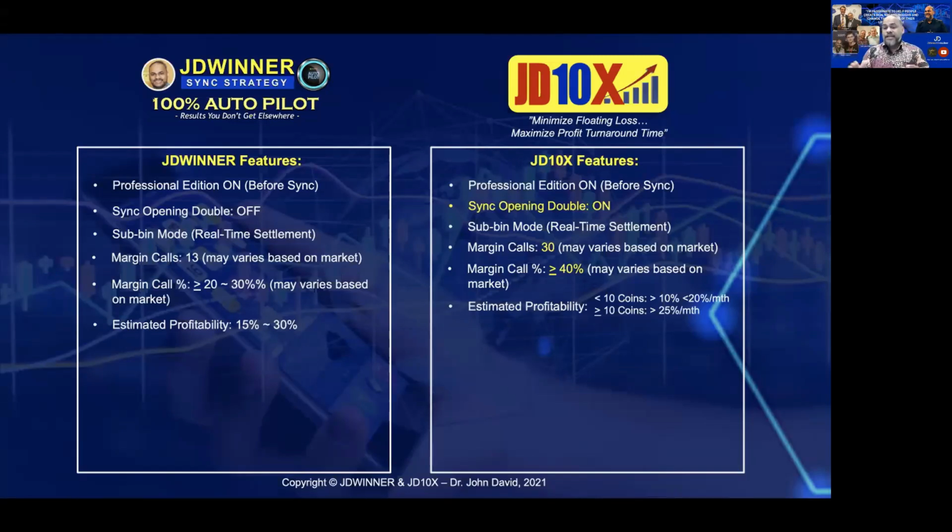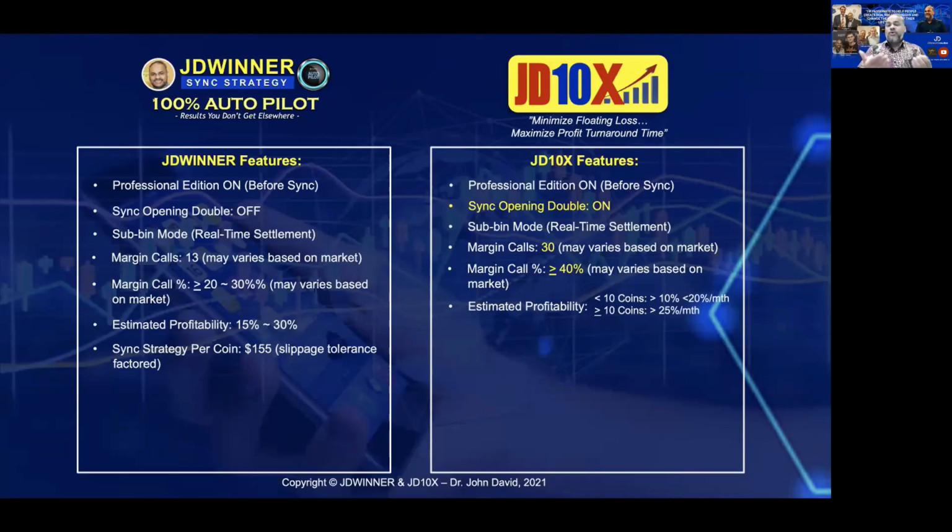Now, please understand, this is just to give you some estimated figure. It may not be real, because it depends on the market performance. So please take note of that. Now, sync strategy per coin for JD Winner is 155. Can you see that? 155 per coin for 13th margin call. So this is very important. You have to follow the sync strategy coin that is actually prescribed.